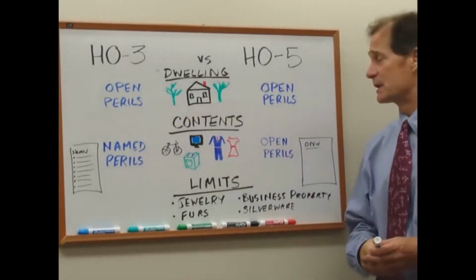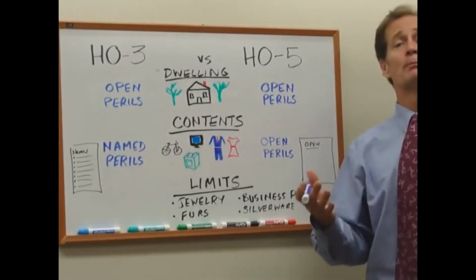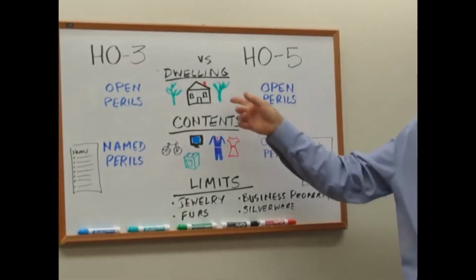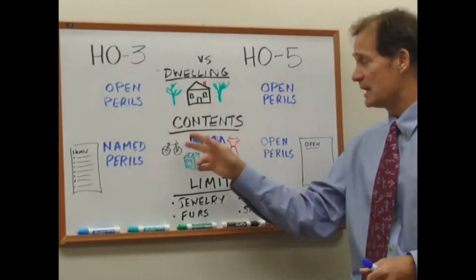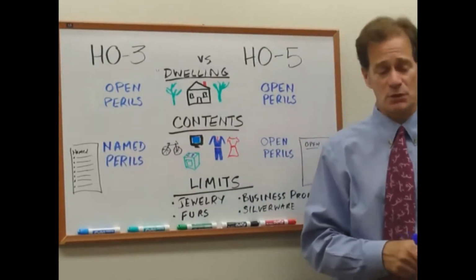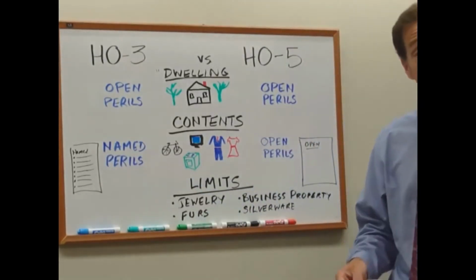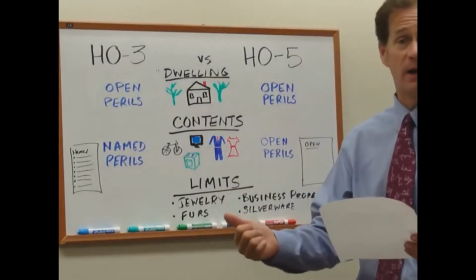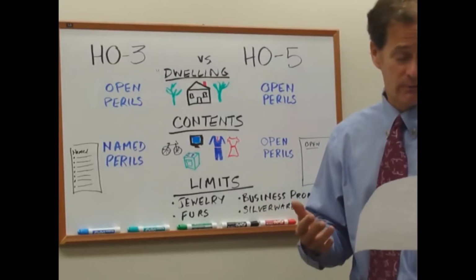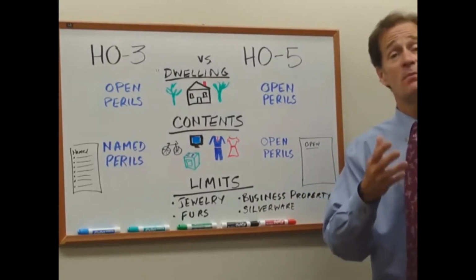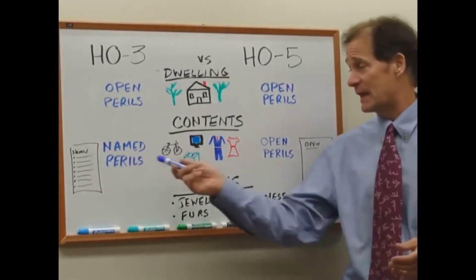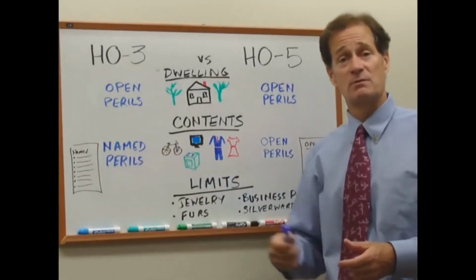Here's where the difference really comes in. Contents coverage, or your personal property, or as George Carlin used to say, your stuff. This is the stuff that when you turn the house upside down and shake it, all of this stuff falls out. Under an HO3, they use what's called named perils, where they actually list what is covered. And so those things are fire and lightning, windstorm and hail, riot and civil commotion, aircraft, vehicles, smoke, vandalism, theft. Those sorts of things are actually listed. There's 17 perils that if that happens to your stuff, it's going to be covered.